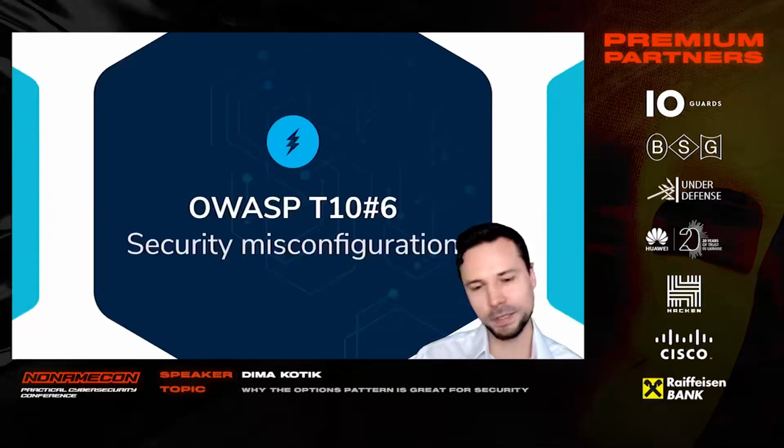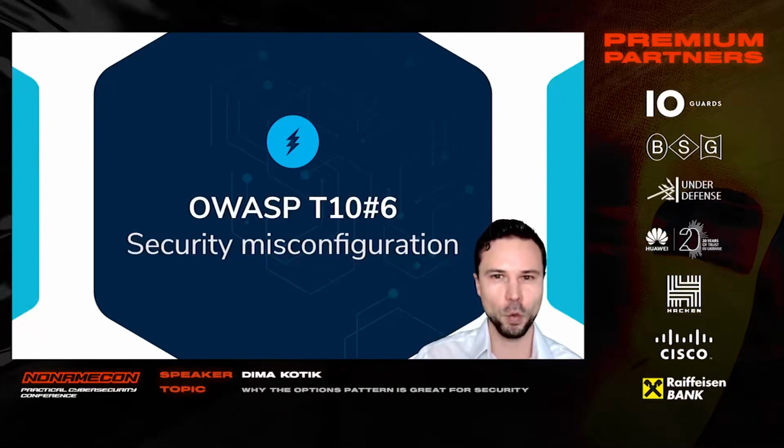OWASP top 10 number 6, security misconfiguration. Can we remove this vulnerability type from the OWASP top 10? I believe we can. Use the options pattern. It is not the responsibility of the consumer to keep your app secure. It is your responsibility as a programmer to write your app securely. An insecure configuration is a failure state that needs to be detected and rejected early in the program execution, and then this will go away.